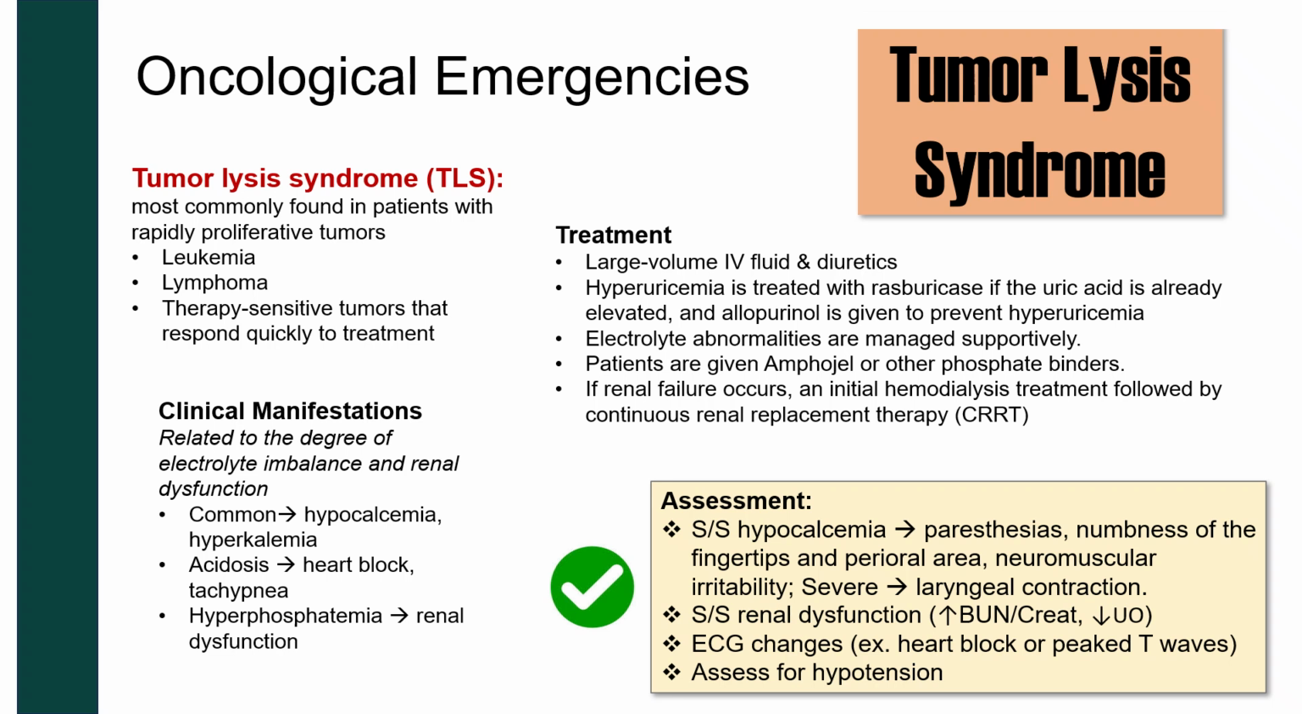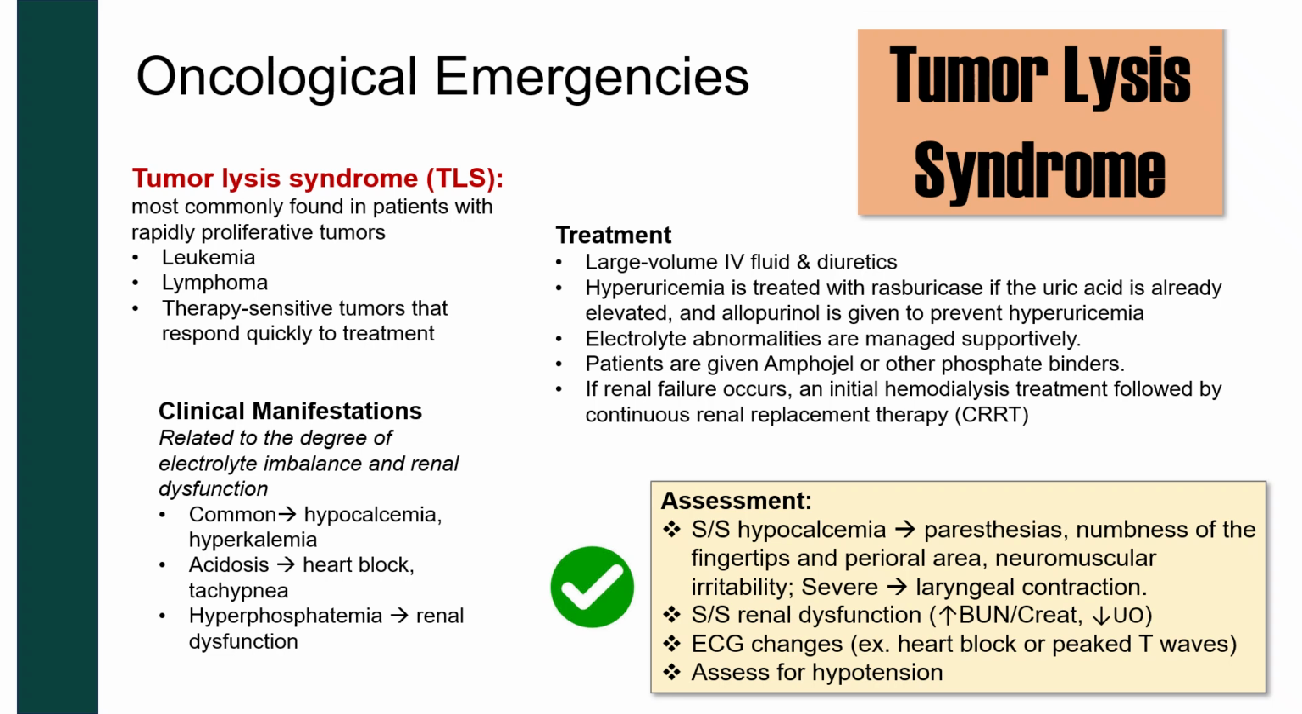Okay, so tumor lysis syndrome is most commonly found in patients with rapidly proliferative tumors like leukemia, lymphoma, and therapy-sensitive tumors that respond quickly to treatment. So maybe you have this really great medication we're giving and it destroys the cancer cells really well, really quickly, but then it kind of works against us because all of those cells are spilling out the contents and then it causes these imbalances. So signs and symptoms are going to be related to those electrolyte imbalances and how severe it is and how the kidneys are affected.